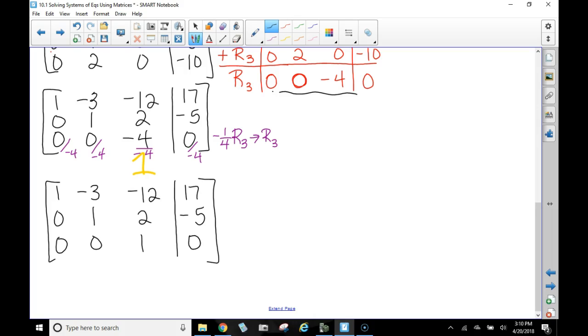All right, so what we've got here is row echelon form. We've got to do some work to get it into reduced row echelon form so we can use the Gauss-Jordan reduction to find our solutions. I'm going to go ahead and pause here and then we'll pick that up in the next video.